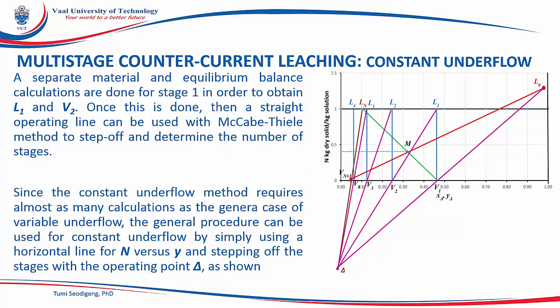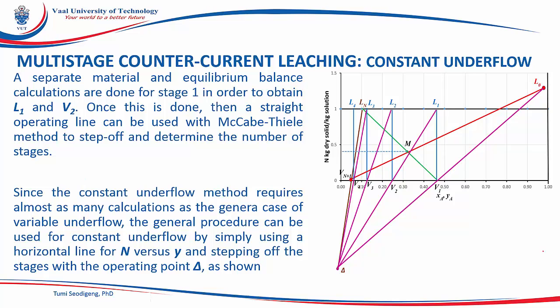A separate material and equilibrium balance calculation will have to be done for stage 1, because L0 is not equal to all the other L's, as L0 usually has very little solvent in it. We'll have to do a separate material and equilibrium balance for stage 1 in order to obtain L1 and V2. Once this is done, a straight operating line can be used with the McCabe-Thiele method to step off and determine the number of stages. That is in the y-x plot.